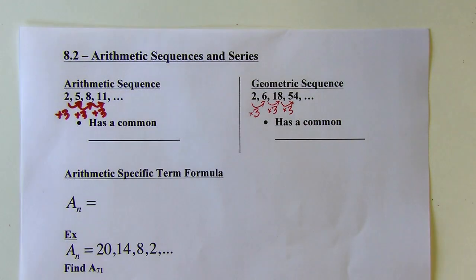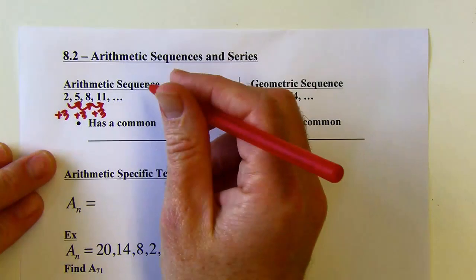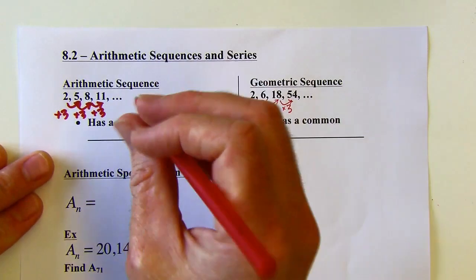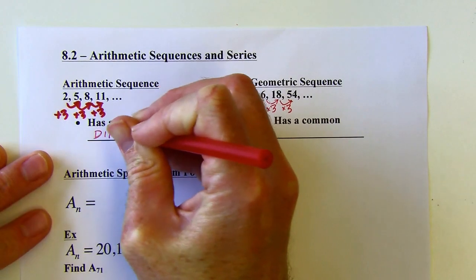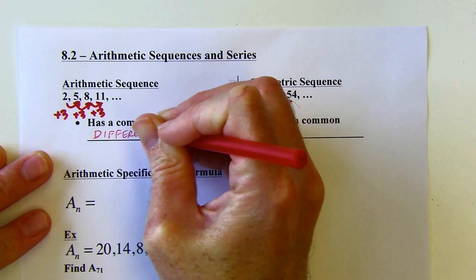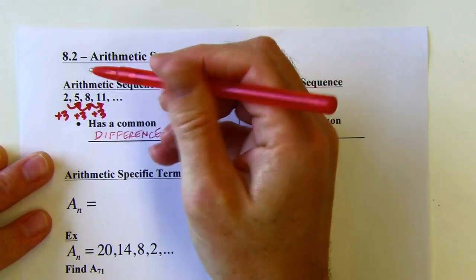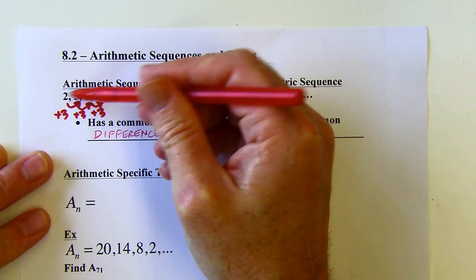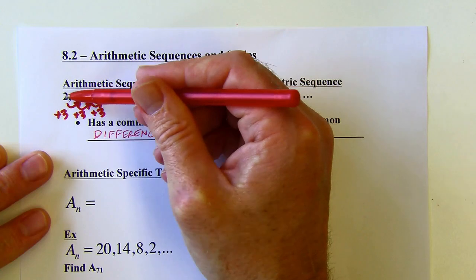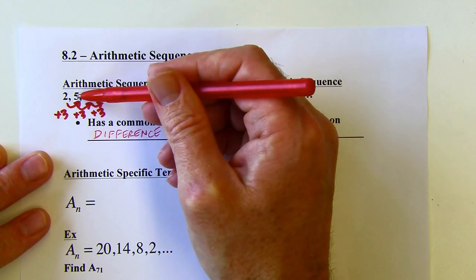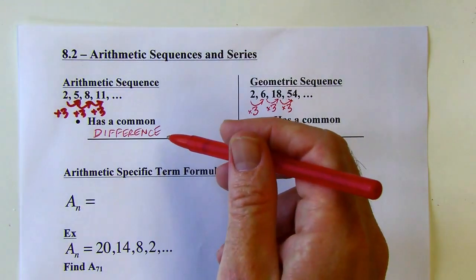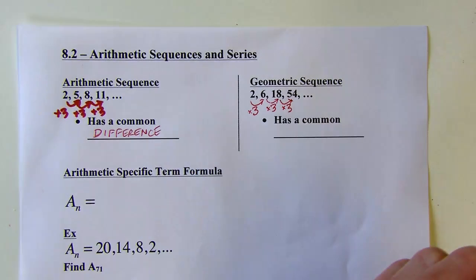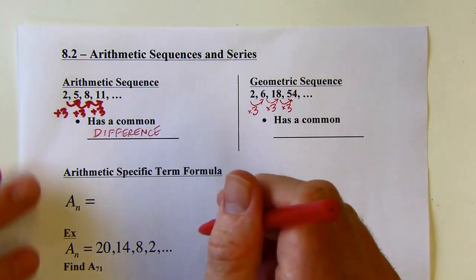So we can say that an arithmetic sequence has a common difference. So you can take any term and subtract the previous term. So 5 minus 2 is 3, right? 8 minus 5 is 3. 11 minus 8 is 3. That's why it's called a difference, because if you take any term, subtract the previous term, you get the same thing out every time, okay?